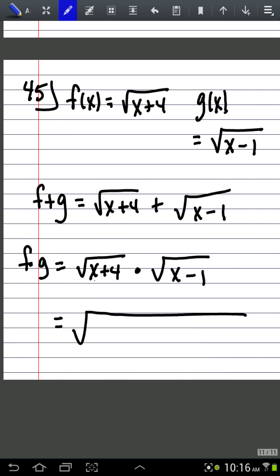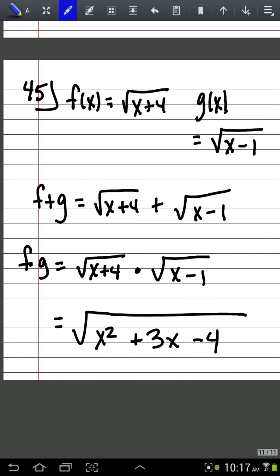So x times x is x squared. Now, I'm going to do outside and inside in my head, if that's okay with y'all. So negative x plus 4x would be 3x. Okay? And then 4 times negative 1 is negative 4. Okay, and that's it. All right, so all I did is multiply them out, and I just kept them under the square root.